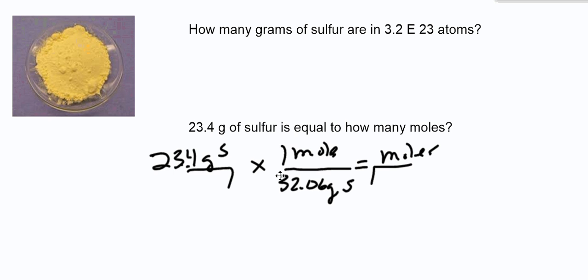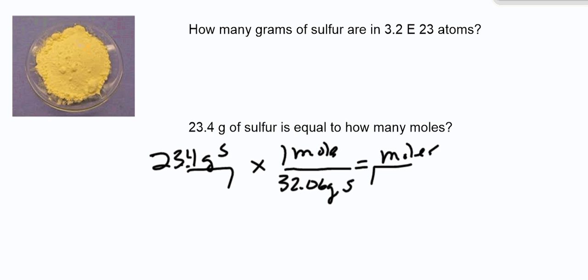bakery. We're going to take 23.4 divided by 32.06. Anything that's on the bottom will be divided. Anything on top is multiplying. Okay, and it looks to me like our answer comes out to be 0.730 moles. Now again, it's very similar to our dozen. Our dozen was 12. And we'll see how all this works.